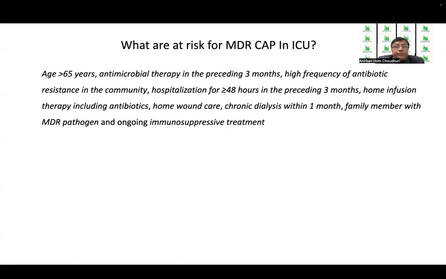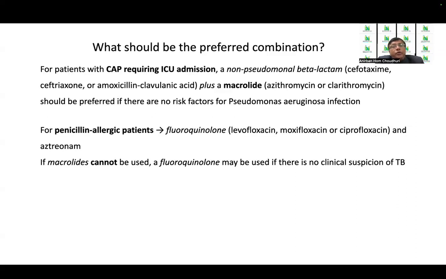So as I told you, what should be the preferred combination? So for patients with community-acquired pneumonia requiring ICU admission, a non-pseudomonal beta-lactam like cefotaxime, ceftriaxone, or augmentin, amoxicillin clavulanate, plus a macrolide like azithromycin or clarithromycin should be preferred if there are no risks for pseudomonas infection. If there are risks for pseudomonas infection, as I told, the patient is having structural lung disease, a fluoroquinolone or an aztreonam in place of the macrolide will be more useful.